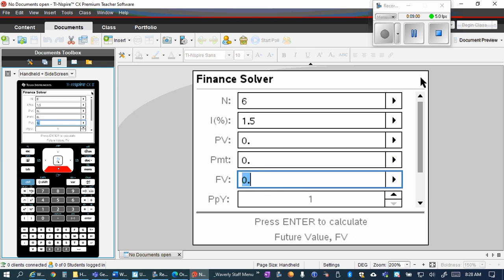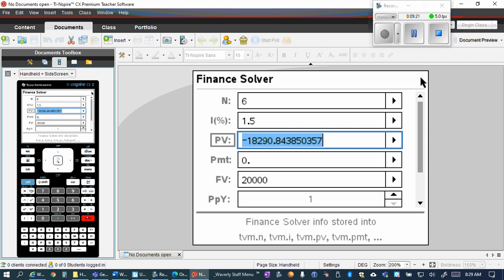And how much do we want? $20,000? And that would be coming to you, so was it positive or negative? Put in here positive 20,000. Okay? So we want that PV, that present value, so just arrow back up to it. Get in there and hit enter. It should be about the same as what we got with the formula. Right? Got it? Not too horrible, is it?